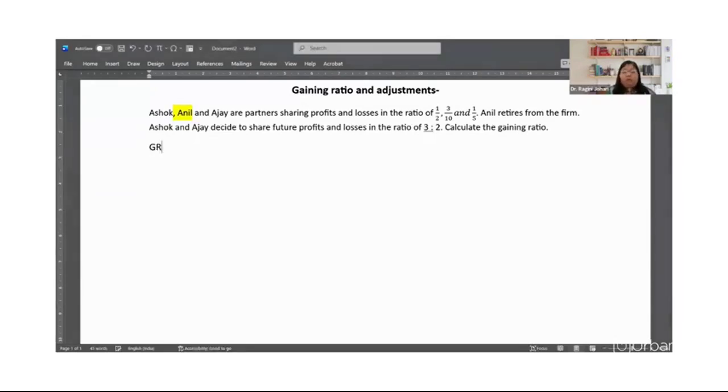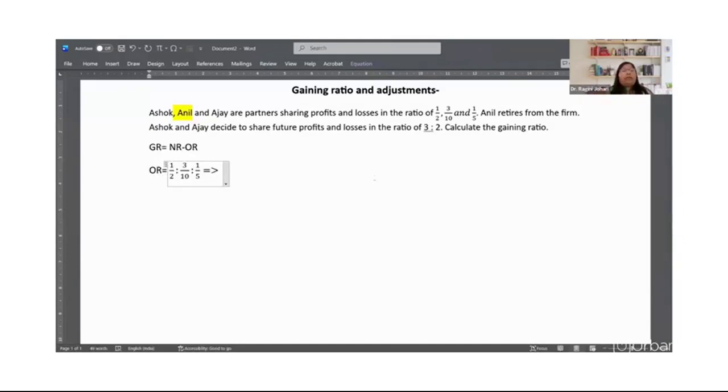So let's start with the formula. The formula for gaining ratio is new ratio minus old ratio. The old ratio for the three partners is already given to us. That is 1 upon 2 is to 3 upon 10 is to 1 upon 5. Now, what we find here is that all the three ratios have different denominators. So now what do we need? We need to equalize the denominators.